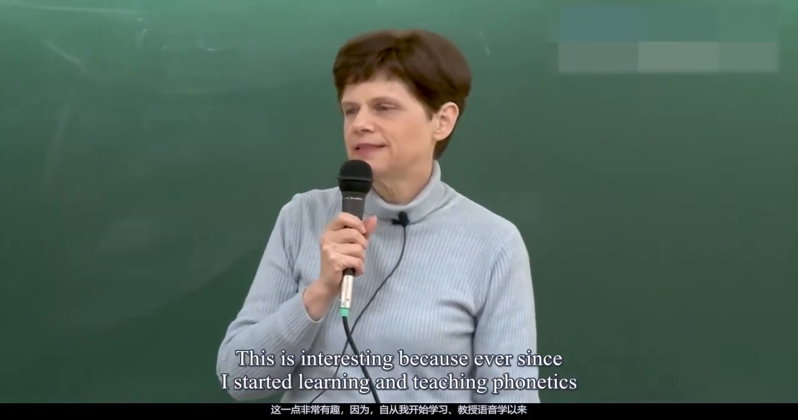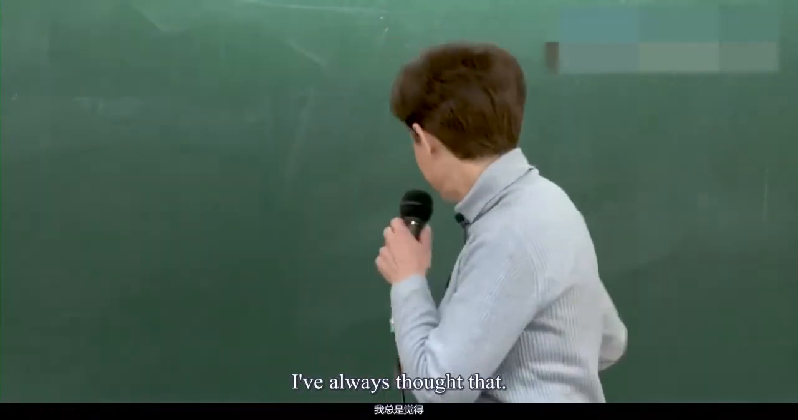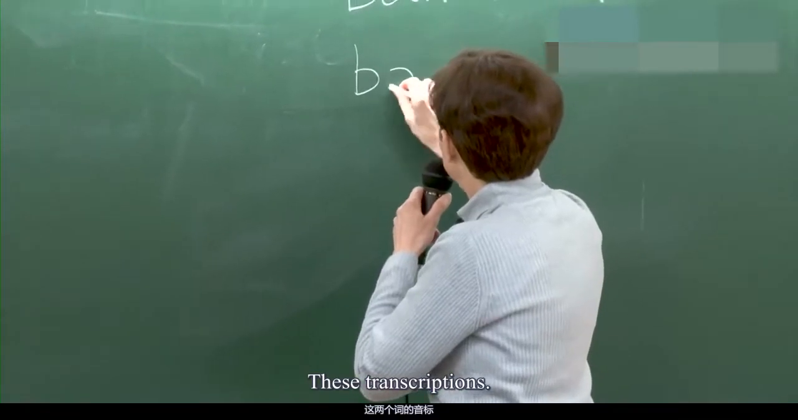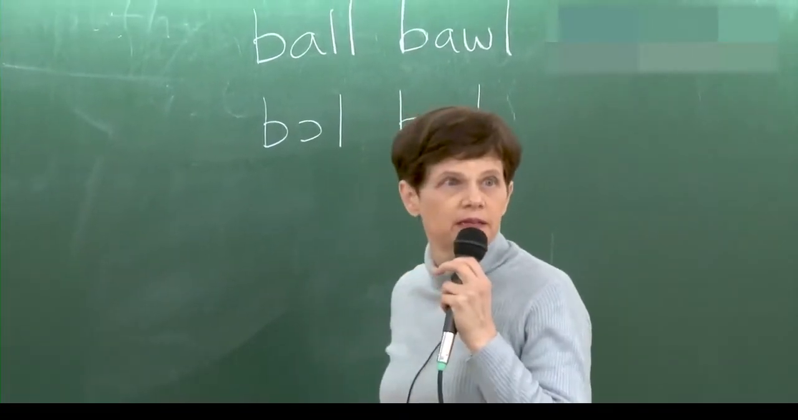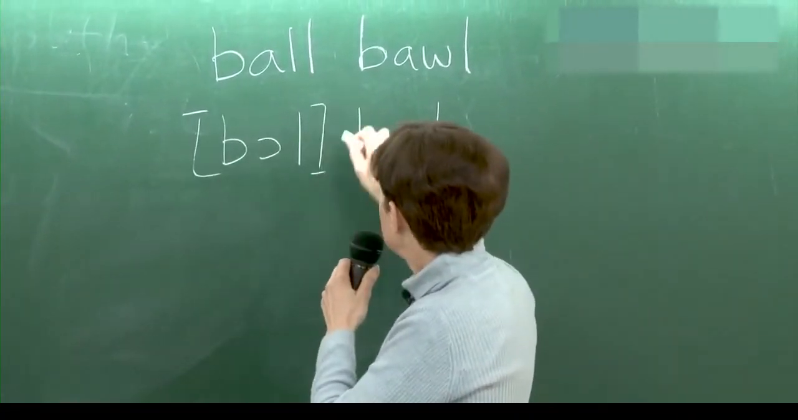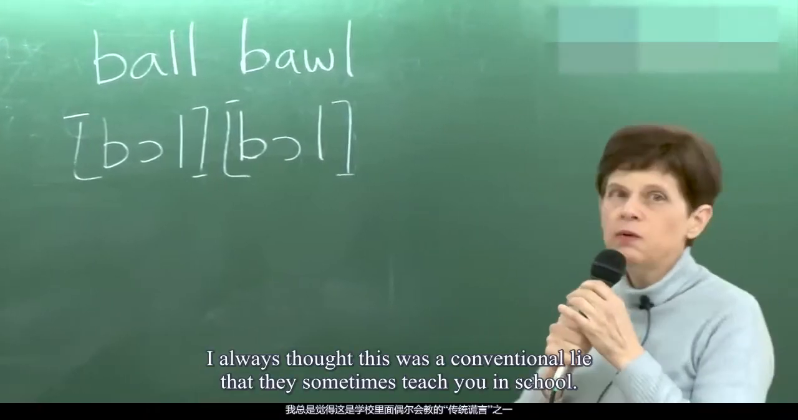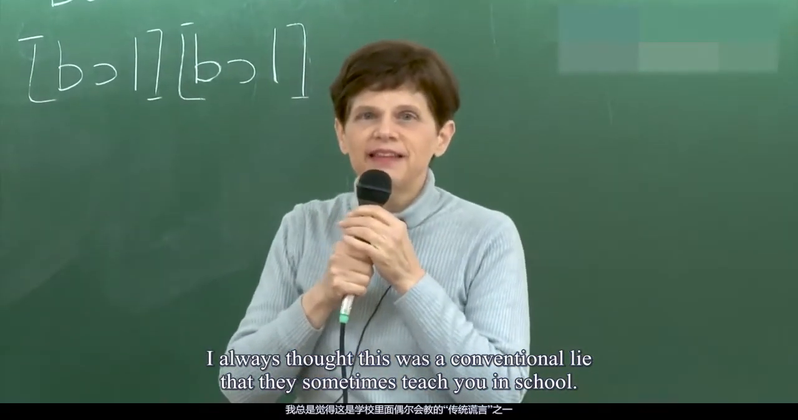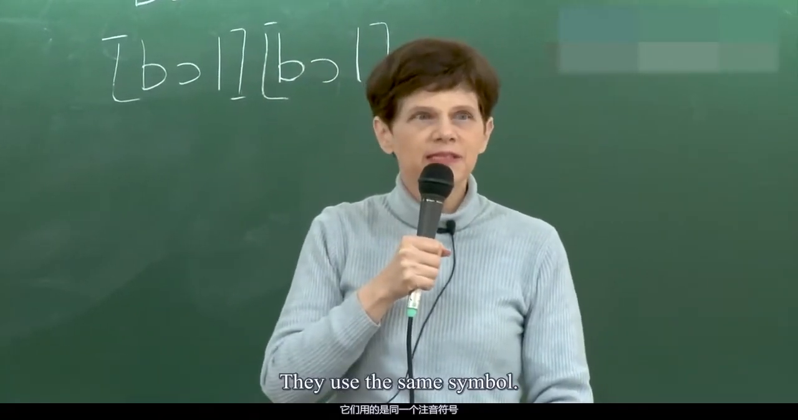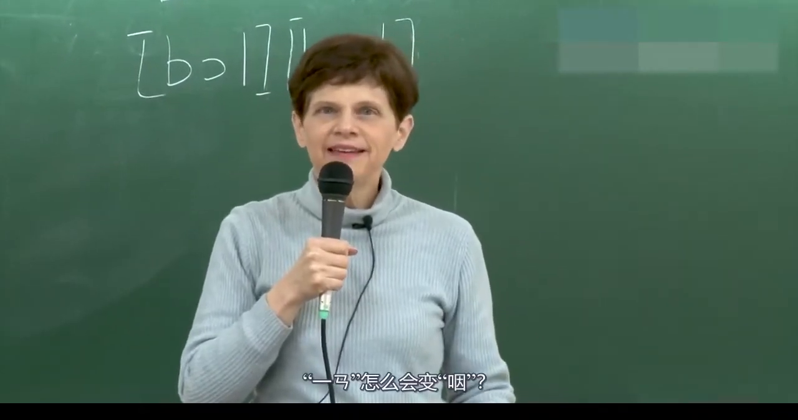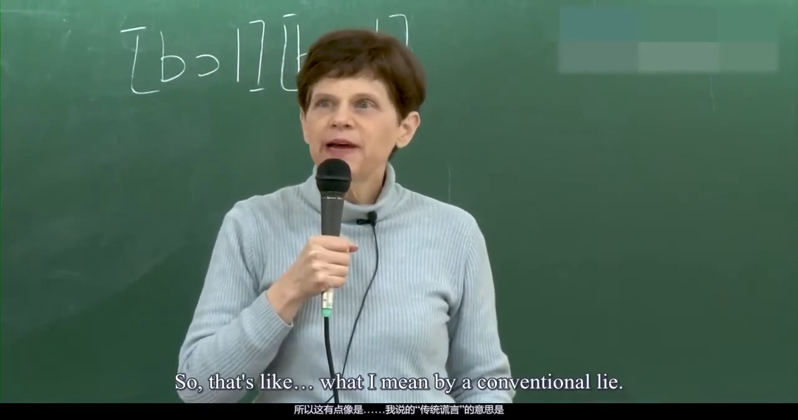This is interesting because ever since I started learning and teaching phonetics, I've always thought that these transcriptions, they have the same transcription, right? 求 and 嚎啕大哭. That's what it means. I always thought this was a conventional lie that they sometimes teach you in school. Just like an, yin, they use the same symbol. That's another lie. 一安 怎么会变 yin? 一安是 yan, but you don't say yan. So that's like what I mean by a conventional lie.